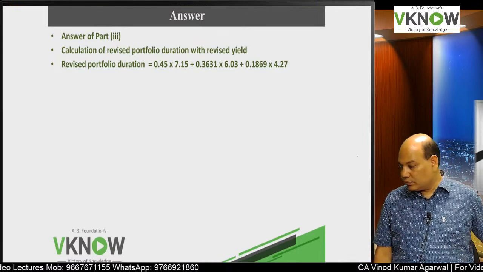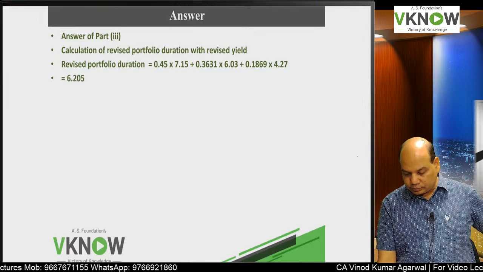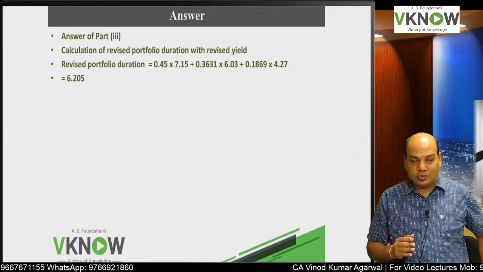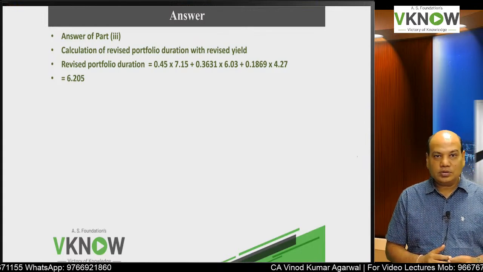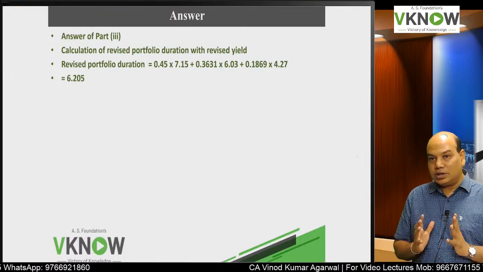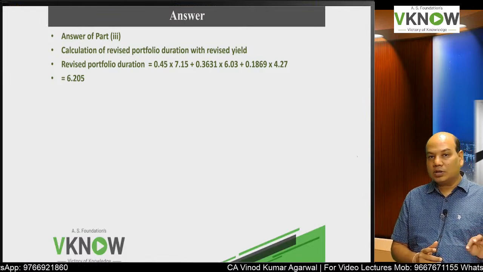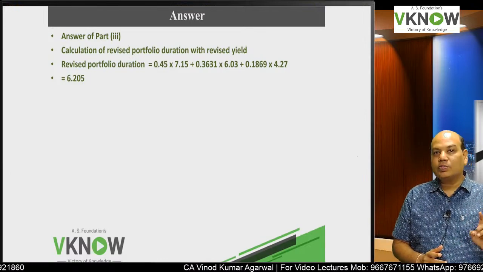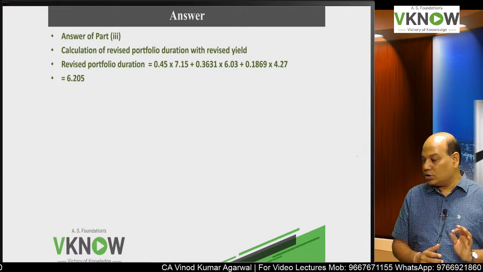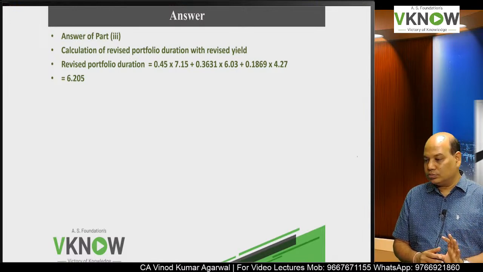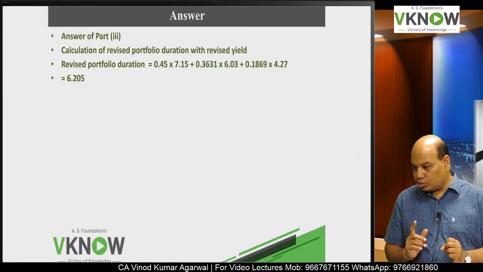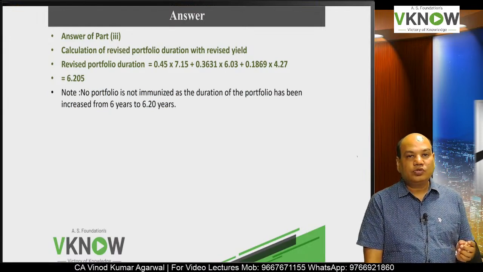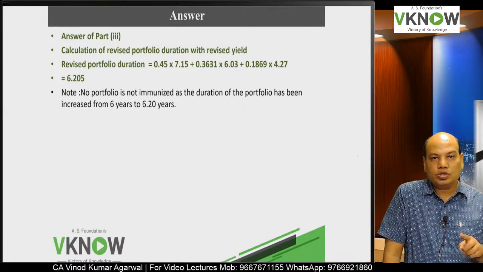So the answer is, yes please answer, 6.205. So now reply whether your portfolio is still immunized. The liability will be paid after 6 years, but your portfolio duration is 6.205. So is it still immunized? Yes or no? No. You are right, very good answer. So therefore, you will have to change the weights again.